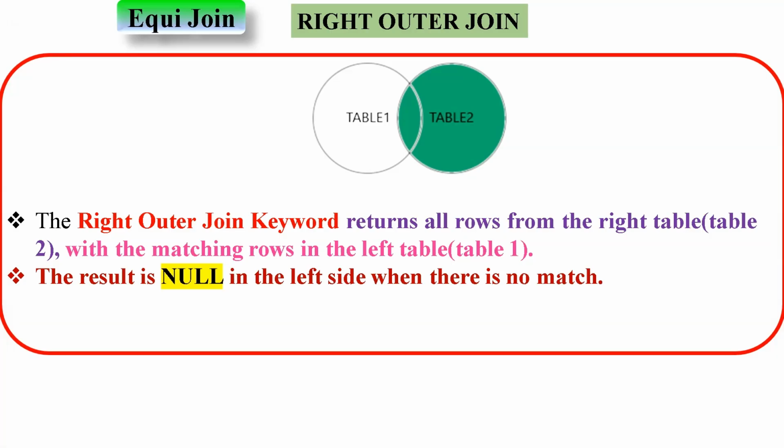Let's learn about the right outer join. The right outer join keyword returns all rows from the right table, table 2, with the matching rows in the left table, table 1. The result is null in the left side when there is no match.